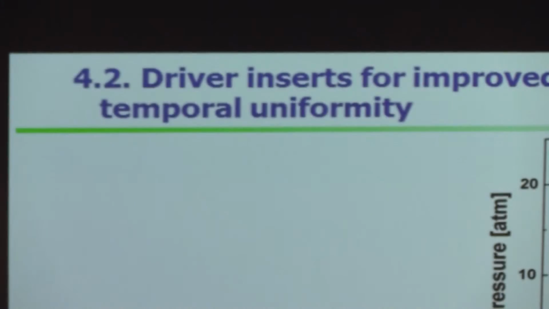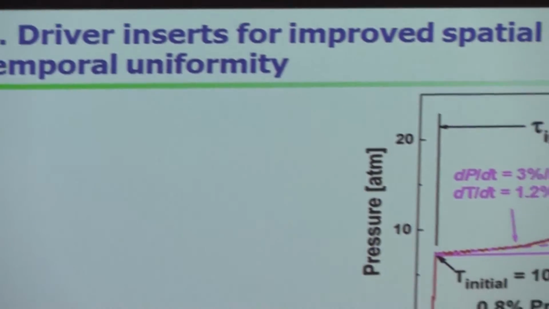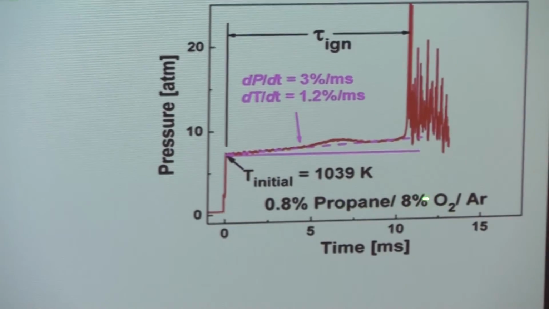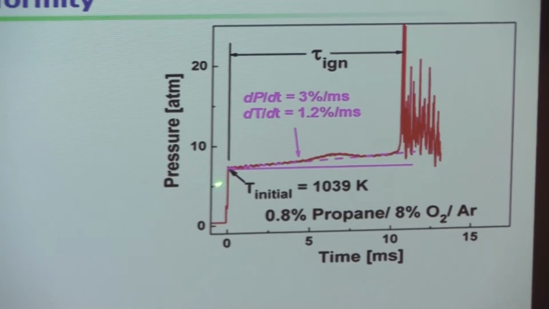There's another problem. These are kind of small problems, but they become important when you try to do things better and better. If you do an experiment in, say, propane and oxygen, equivalence ratio of 0.5, at 1,000 degrees Kelvin, and you measure pressure, what you would see is there's this jump in pressure, and in your mind, you'd like to think that the pressure is constant. But in reality, the pressure always seems to grow linearly. We call that the DPDT problem.